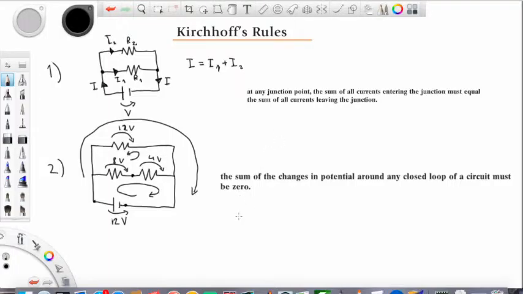But how do you know when the potential increases or decreases when you go over a resistor or a battery? So let's have a resistor here. And we have guessed that the current goes this way. So we don't even have to know the actual direction of the current, as long as we guess it and stick to that convention. So we are saying the current goes this way.